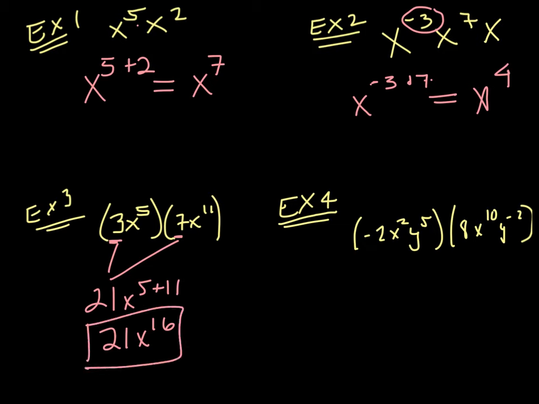In example 4, we've got even more going on. We've got coefficients, we've got x terms, and we've got a y term in each factor here. So let's take this a piece at a time. For our coefficients, we've got negative 2 times 8, and that would give us negative 16. Remember, the coefficients are not exponents, so we're multiplying them to get negative 16. When we look at the x's, we are multiplying the x's, but their exponents don't get multiplied. Their exponents get added. 2 plus 10 is 12.